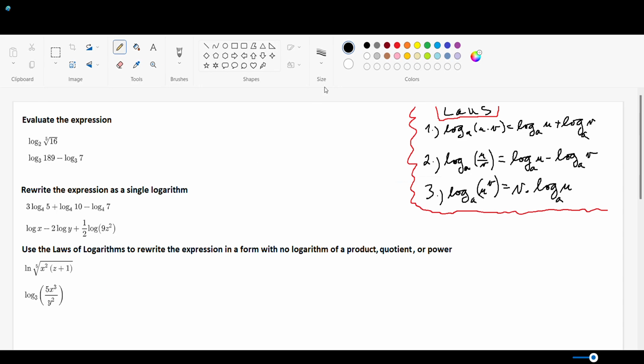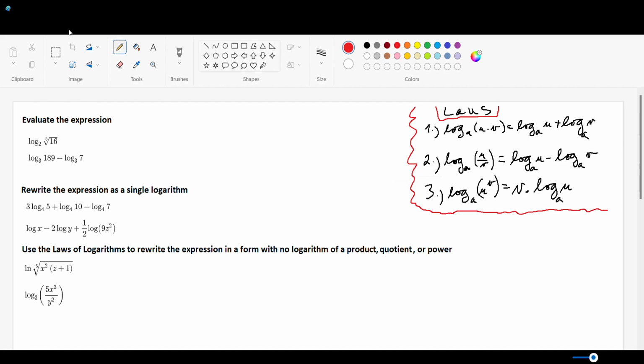But before I start, I want to remind you that these are our three very basic rules or laws of logarithms we will be using. The first one is the law of product, the second one is the law of quotient, and the last one is the law of logarithms of power.